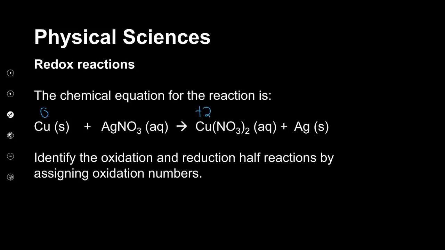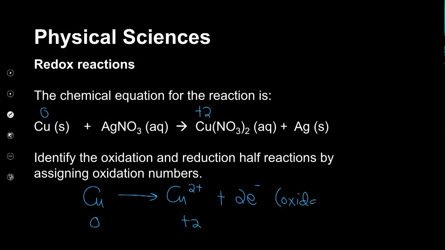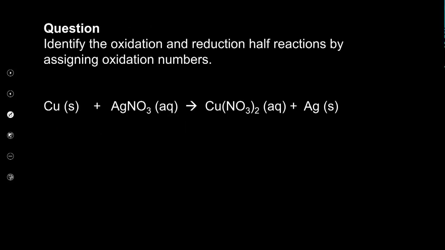So what exactly happened to copper? If the oxidation number increased, it means copper underwent some loss of electrons to give us Cu2+ plus 2 electrons. So for copper to change from 0 to +2, there was oxidation, which is the loss of electrons. And then again, we can talk about silver.